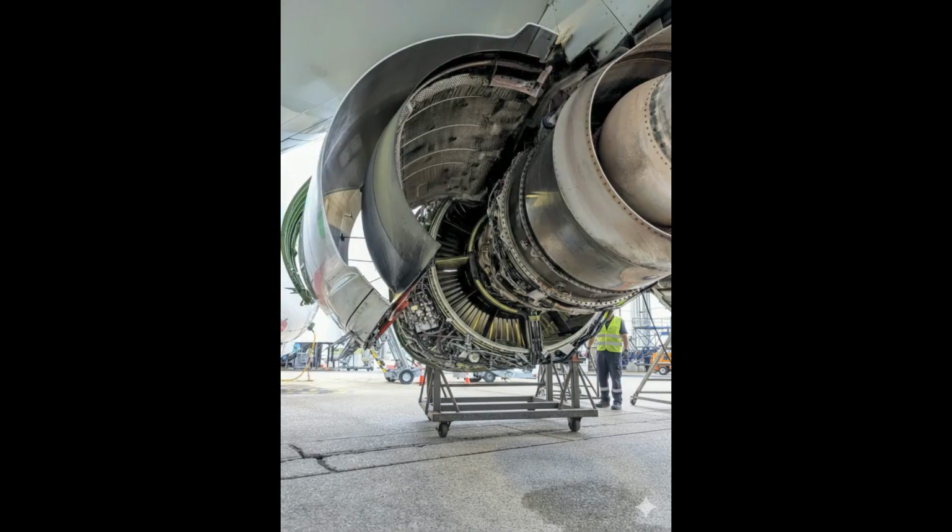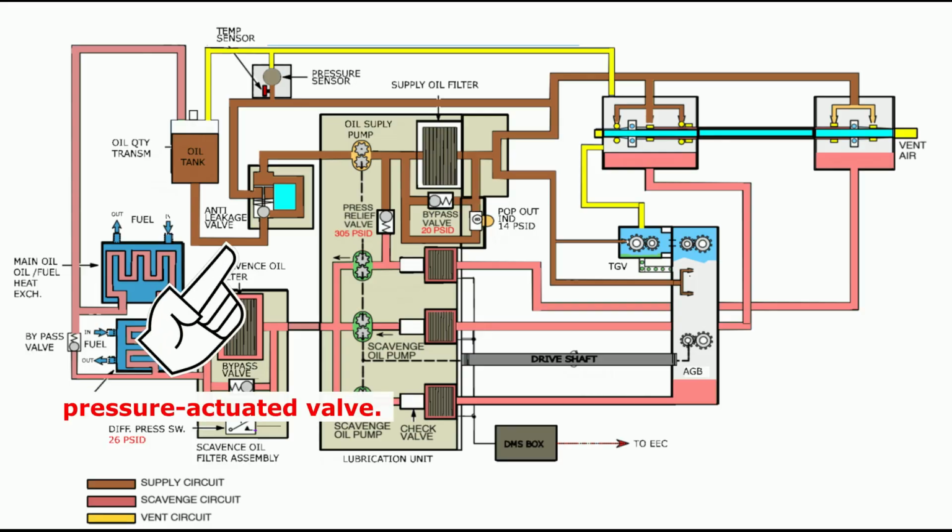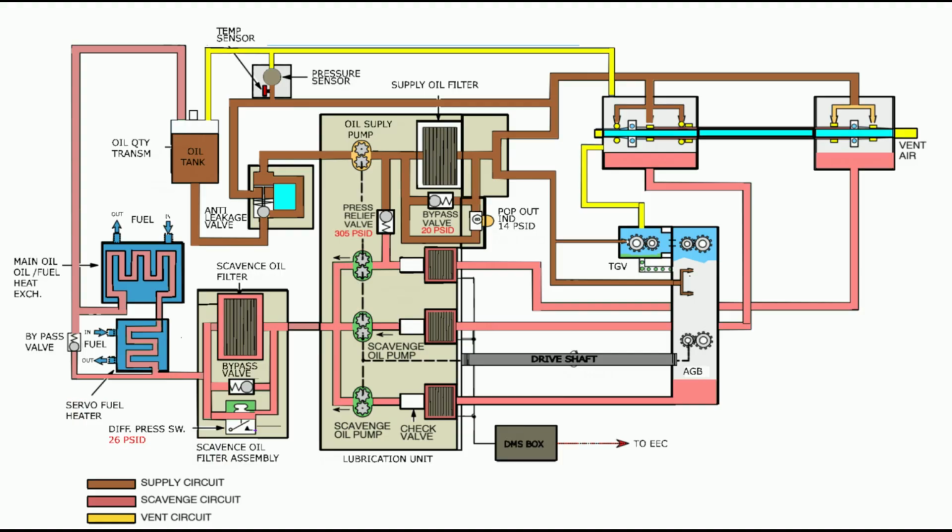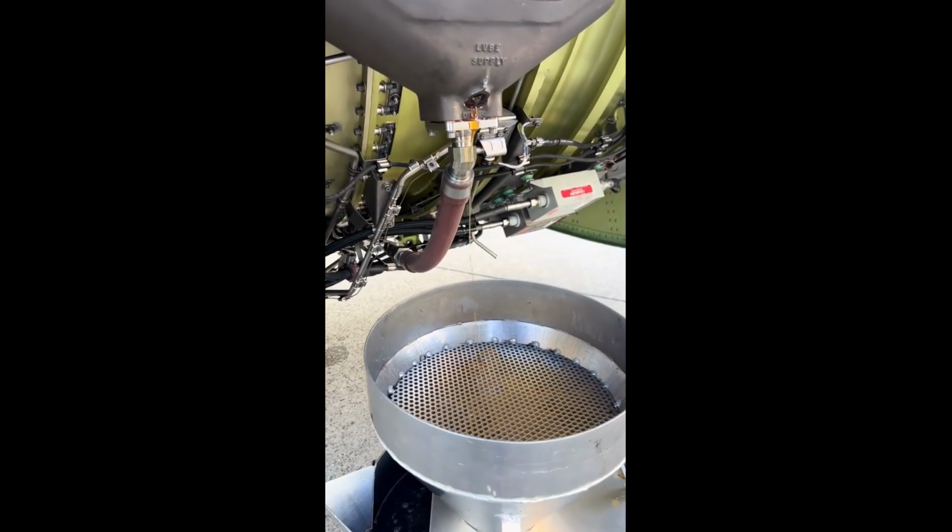Functional description. The anti-leak valve is a pressure-actuated valve. Engine static. When the engine is not running, an internal spring holds the valve in the closed position. Engine operating. Once the engine is started, oil pressure from the aft sump supply line overcomes the spring tension to keep the valve open, allowing oil to reach the lubrication unit. Training information point. Caution. The oil tank must be completely drained before replacing the anti-leak valve.